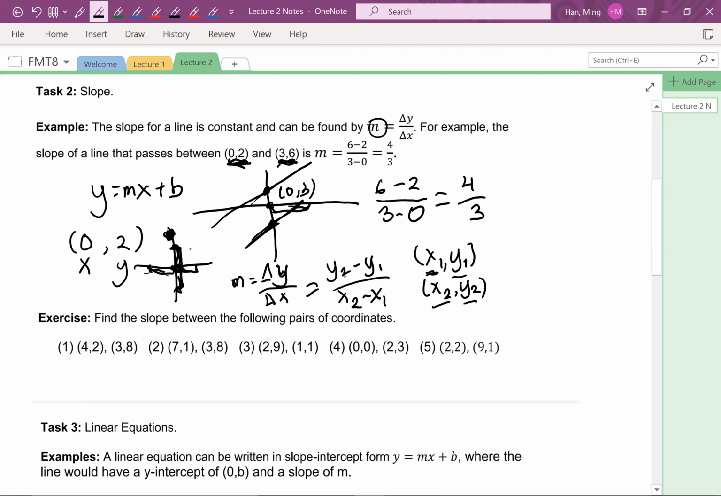And then 3, 6 also has an x value and a y value, and that would be 3 spaces along the x-axis and 6 spaces along the y-axis. Sorry, that's out of proportion. So let's say 3, 6 is somewhere up here. So that would be our line.